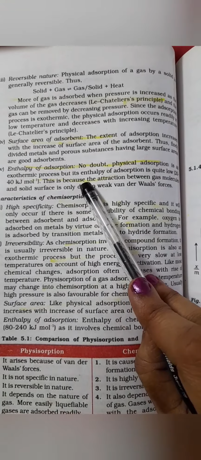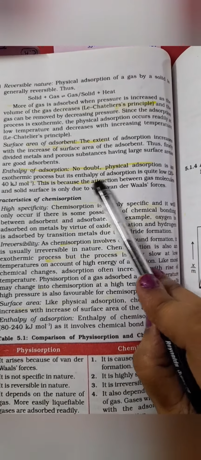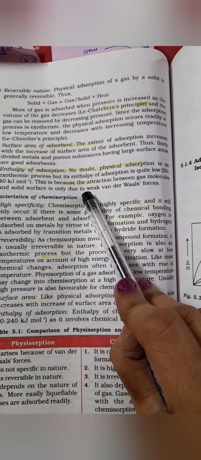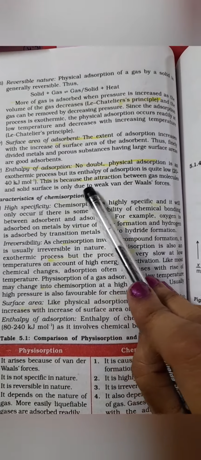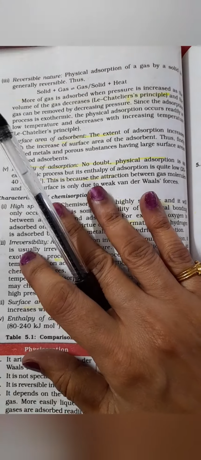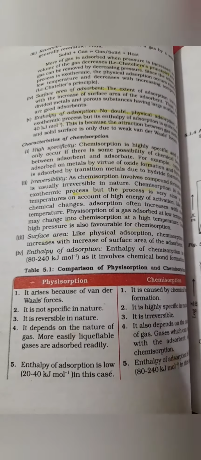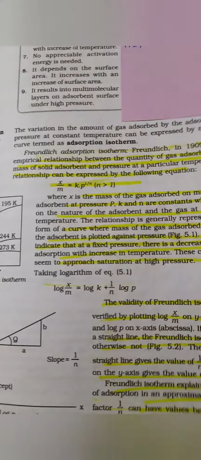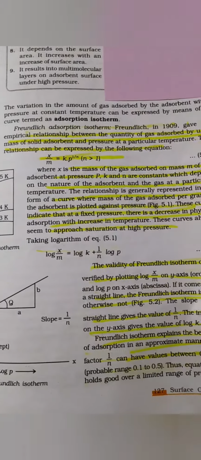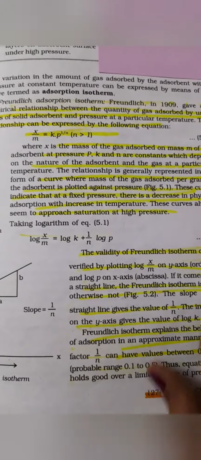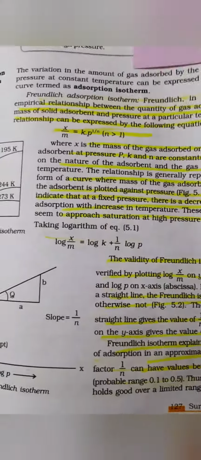Then the enthalpy of adsorption. Physical adsorption is an exothermic process, and its enthalpy is low, up to about 20 to 40 kJ per mole, because the attraction between gas molecules and the solid surface is only due to weak van der Waals forces. In the next class we will continue with the characteristics of chemisorption. Next, we have to learn about adsorption isotherms, which is very important, Freundlich isotherm and all that. That we will continue in our next class.